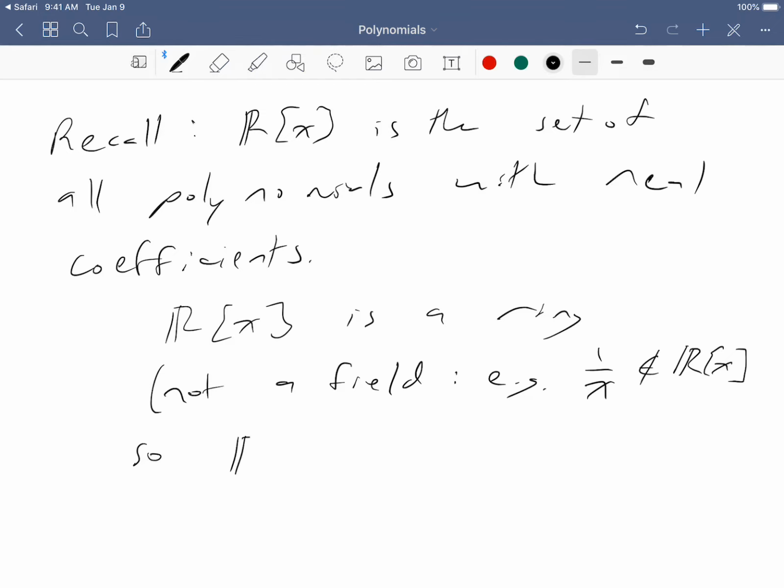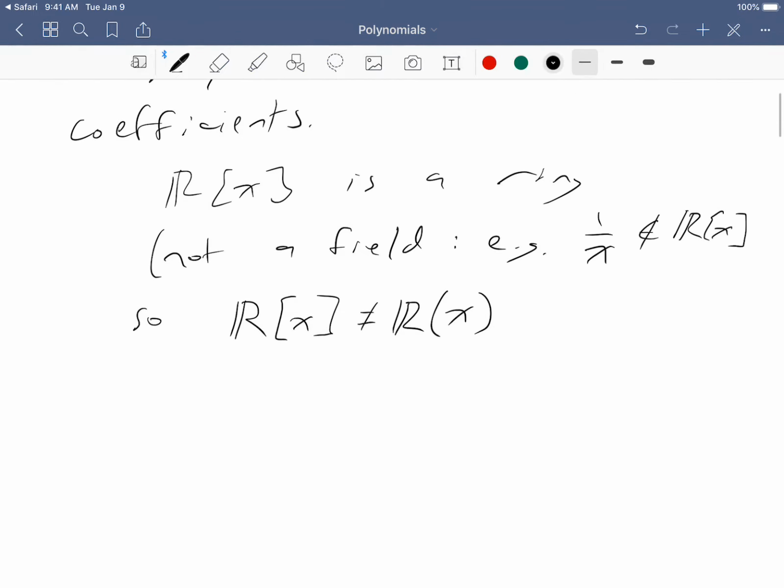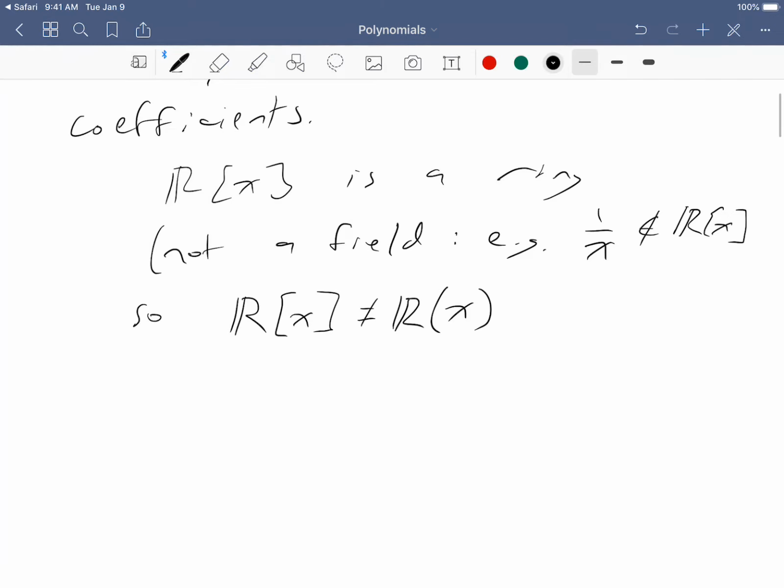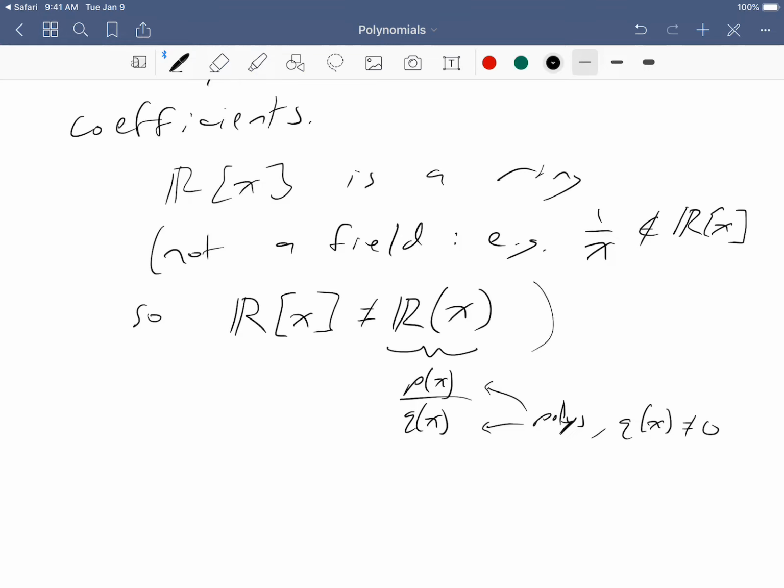So just to remind ourselves of notation, when we used the square bracket, that was a ring. And when we used the parentheses instead, that was the field of rational functions, polynomial over polynomial. So this guy right here is things like p of x over q of x, where both of these are polynomials, and the denominator is not the zero polynomial. So this R[x] is a ring. It's the ring of all polynomials with x as the variable.